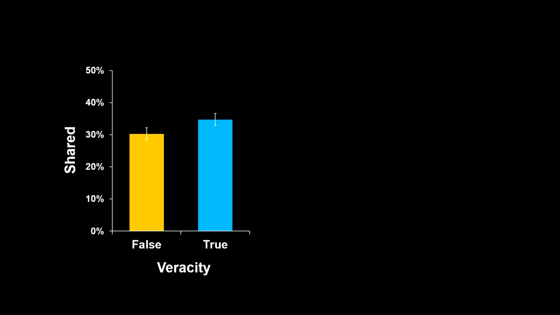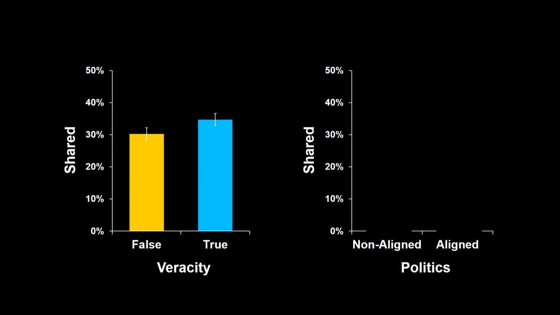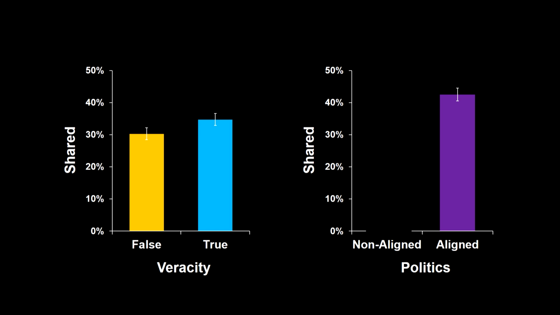This was in contrast to, for example, partisanship, where we found that participants were much more likely to say that they would share content that aligned with their politics compared to content that didn't, regardless of whether the stories were true or false. So this suggests that accuracy is not actually a primary driver of social media sharing, which is probably more the result of things like signaling your identity or group membership.